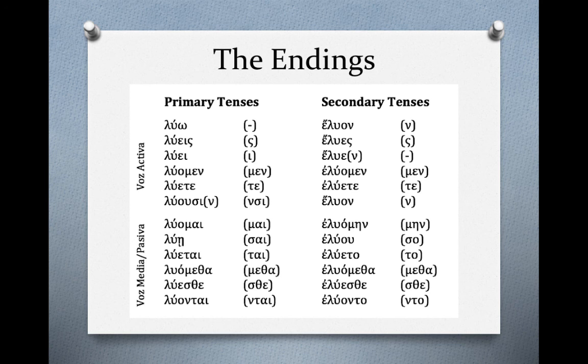And then we've got the middle passive voices. Eluamen, that would be I was being loosed. Eluu, you were being loosed. Elueta, he, she, it was being loosed. Eluametha, we were being loosed. Eluesthe, you all were being loosed. And eluanta, they were being loosed.